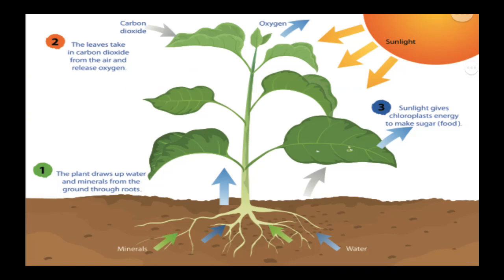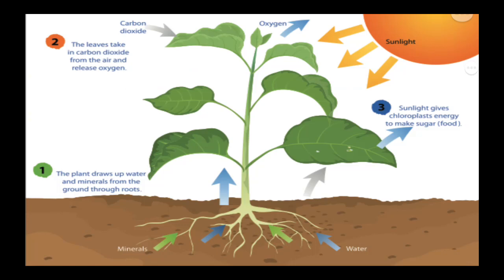As we can see in this picture, this is a process called photosynthesis. Photosynthesis is the process by which the plant makes its own food. As we can see here, the plants take water and mineral salts from the soil. This water and mineral salts go upward toward the leaves, which means in an ascending manner. So water and mineral salts go in an ascending manner to reach the leaves.